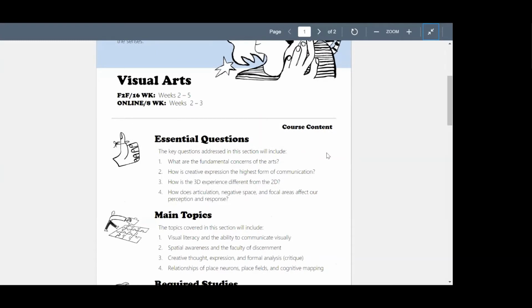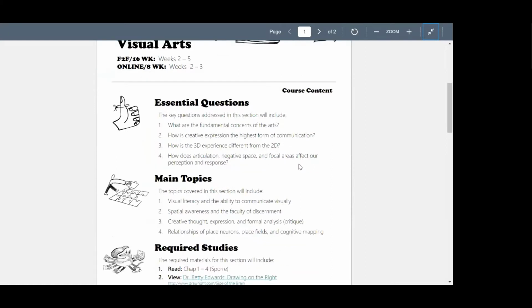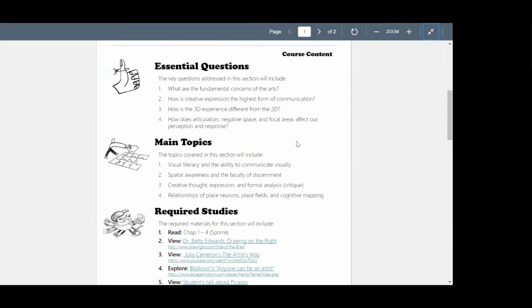We start with these essential questions. What are the fundamental concerns of the arts? How is creative expression the highest form of communication? How is the 3D experience different from the 2D experience? And how does articulation, negative space, and focal areas affect our perception and our response? Our main topics are visual literacy and the ability to communicate visually, spatial awareness and the faculty of discernment, creative thought, expression, and formal analysis, and the relationships of place neurons, place fields, and cognitive mapping.